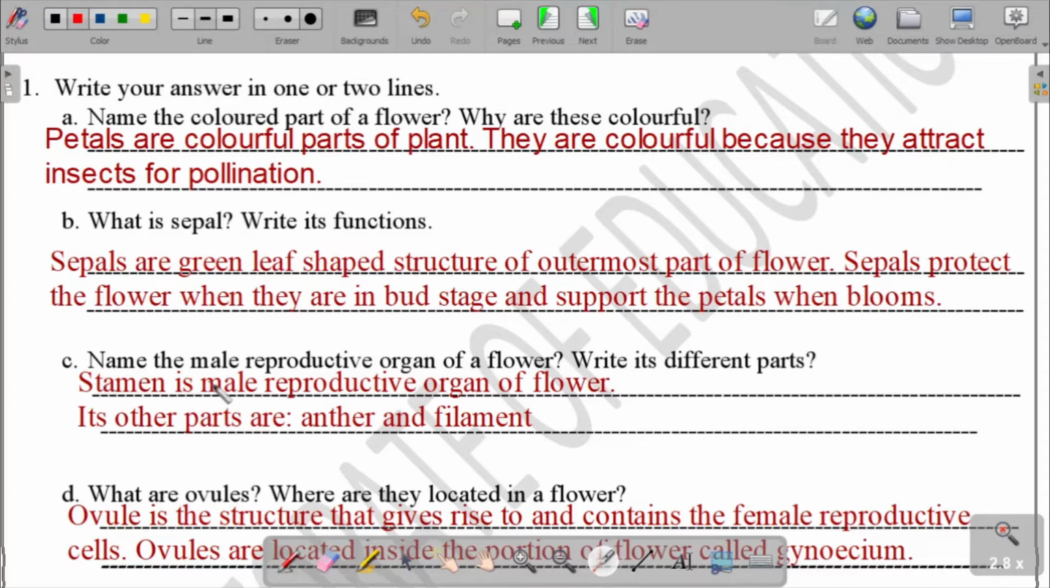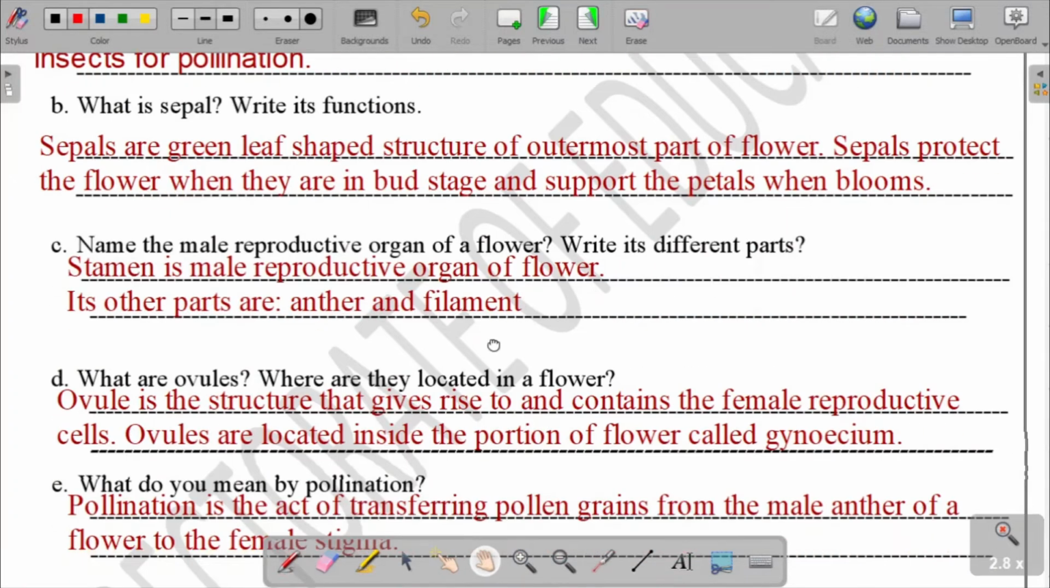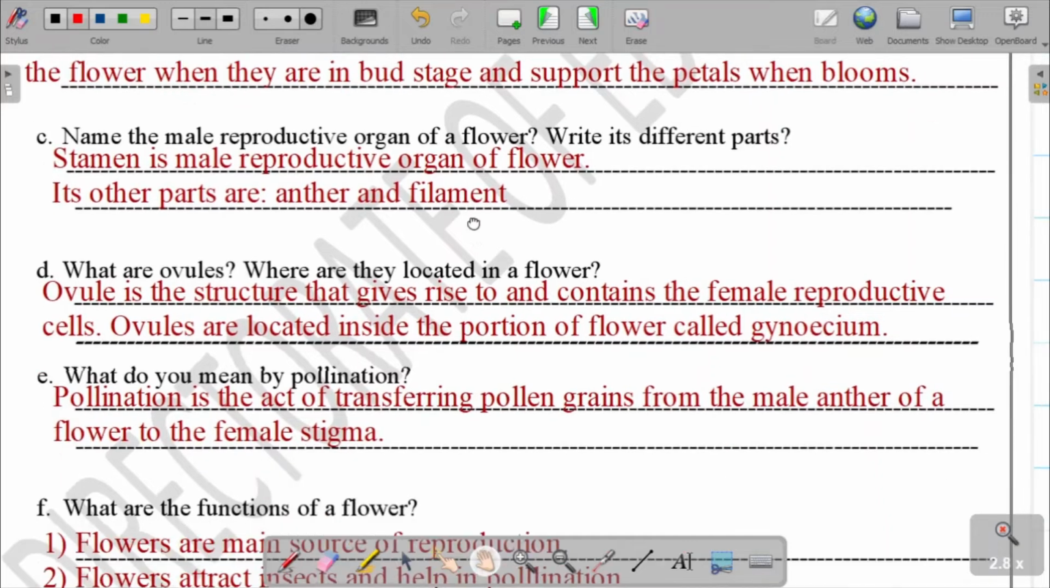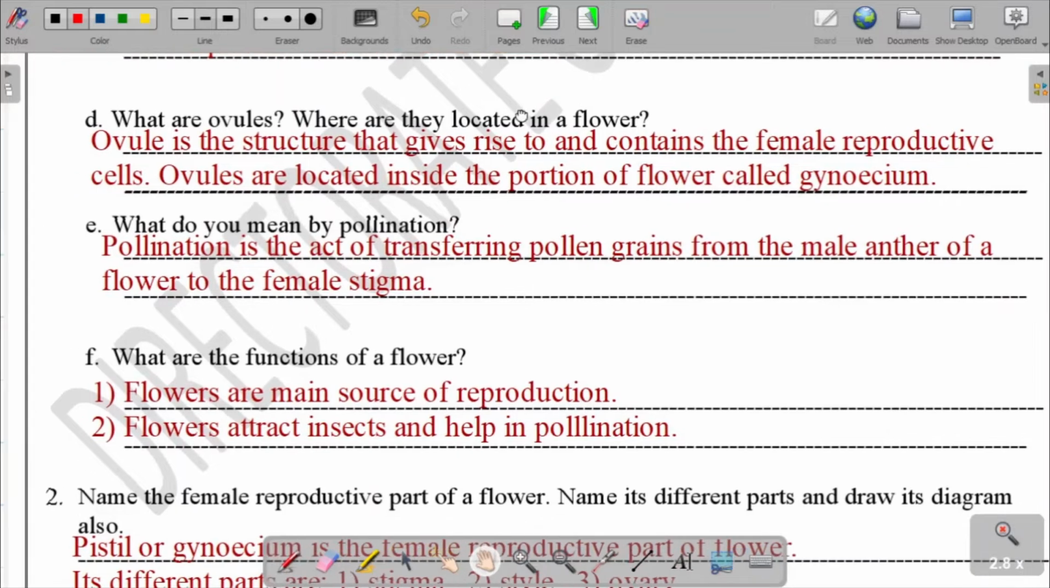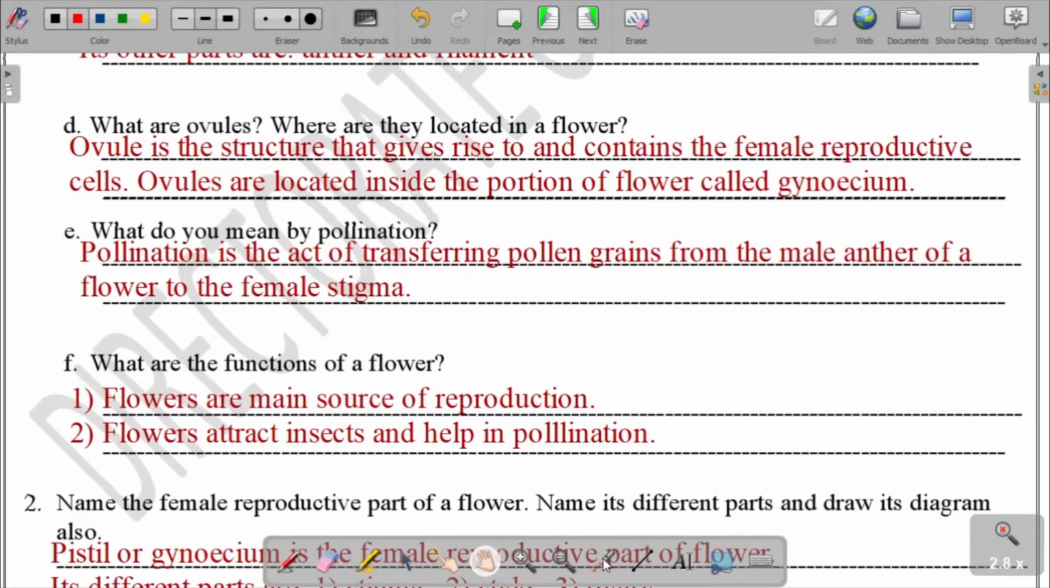Next question. Name the male reproductive organ of a flower. Write its different parts. Stamen is the male reproductive organ of a flower and its other parts are anther and filament. Next question is, okay, what are ovules? Where are they located in flower? Let's get to the answer. What we can write over here. These questions and answers will give you a reference how you can answer. So don't take it by heart. You can do modification as well.